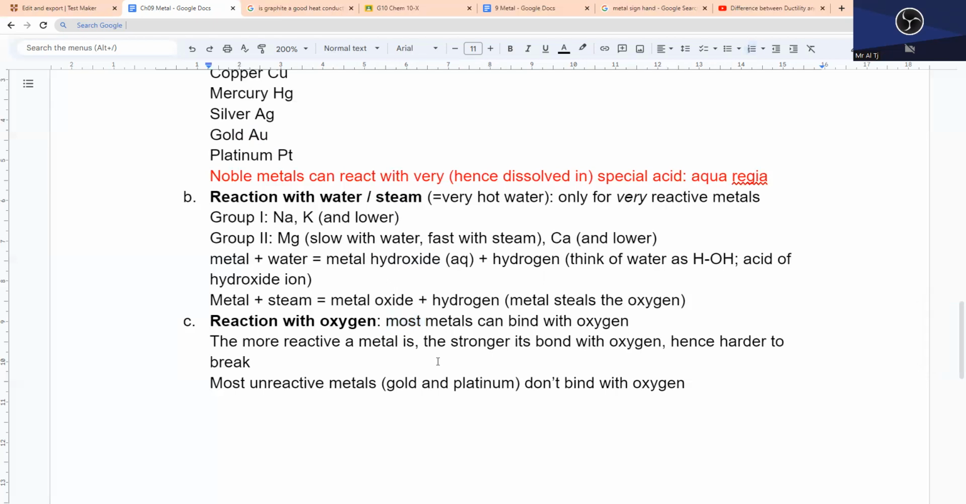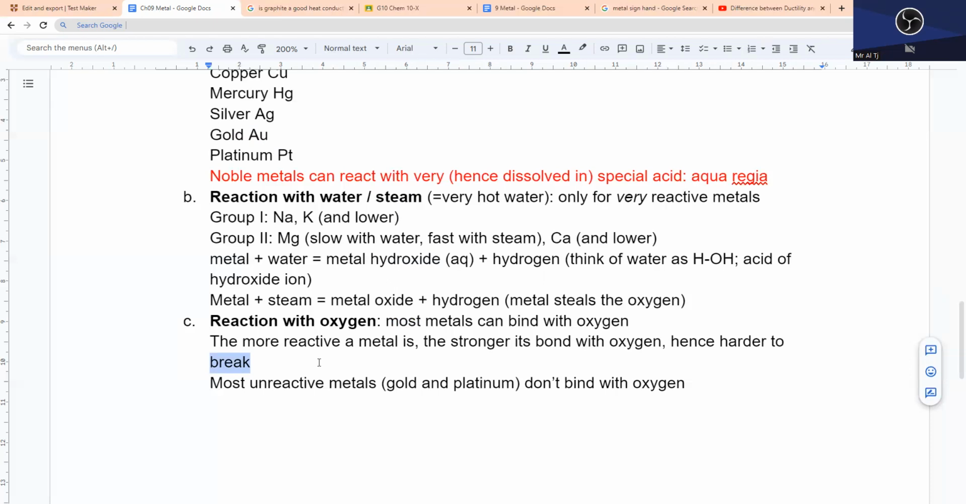Now, about oxygen here, the more reactive the metal, the faster it's going to react with oxygen, and the bond is going to be stronger. If the bond is stronger, it is harder to break. How do we break the bond between metal and oxygen? That's going to be the topic for another subchapter. For now, we know that the stronger the bond is, the harder it is to break.